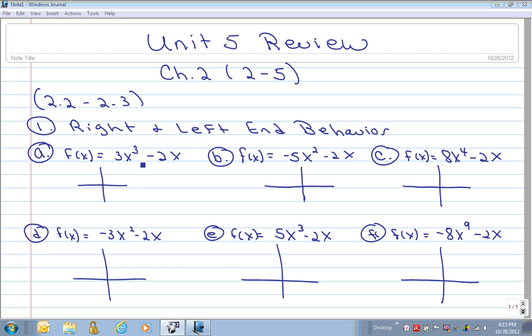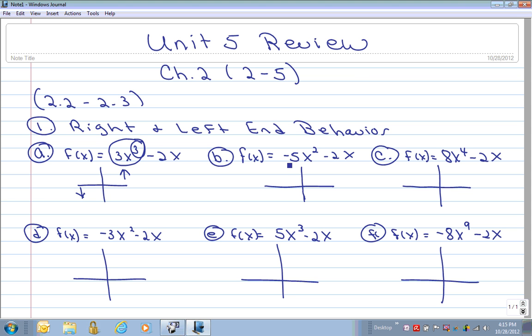Alright, so the first one, remember we're looking at the leading coefficient. Make sure you're always in standard form and that your leading coefficient is the first one in the order. In this case it is. The leading coefficient here is positive. That would mean on the right we would move upward. And because we have an odd exponent, we would do the opposite on the left. So that means on the left we would move downward. And that would be the end behavior of our graph.